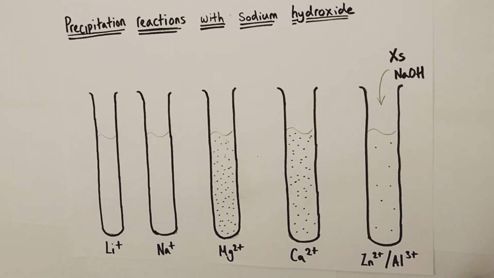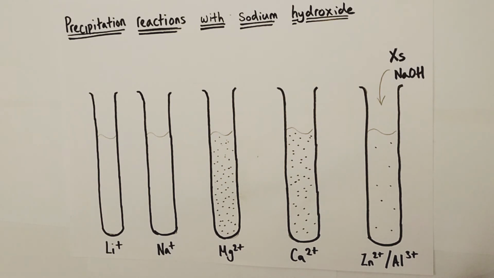Now, zinc ions and aluminium ions, Zn2+ and Al3+ respectively, have a really interesting precipitation reaction. When you initially add sodium hydroxide solution to a solution of zinc ions or aluminium ions, they appear to form a white precipitate, very similar in appearance to the magnesium ions and calcium ions observation. But there is a difference.